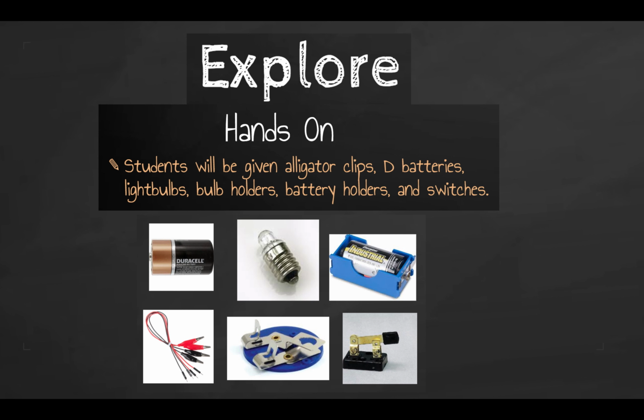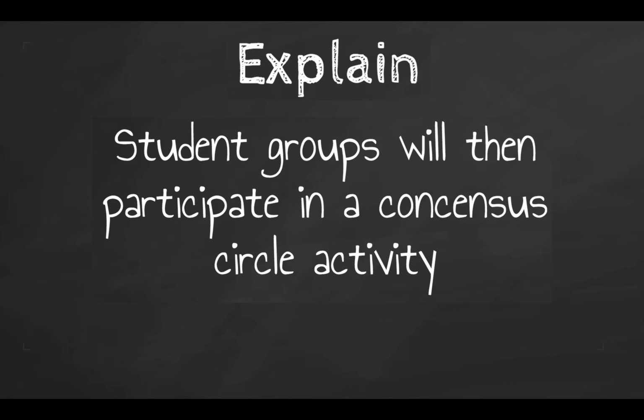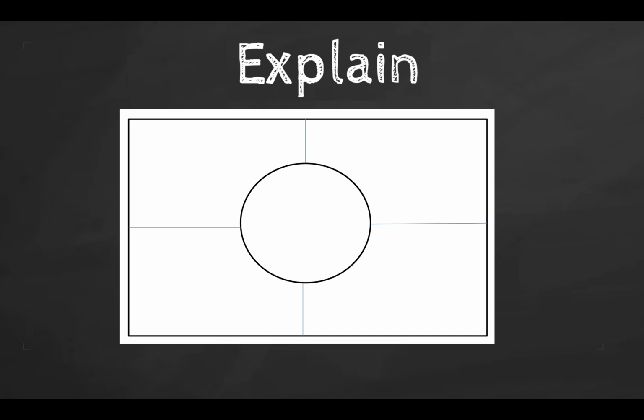We might have some that do and some that don't. Following this, what we're going to have them do as the explain portion, their students are going to participate in something called a consensus circle activity. Students are going to usually be in groups of 4, and they will receive a large butcher paper that will look something like this. The 4 corners are going to be the places where each student individually gets to write down what their idea or their thoughts are.